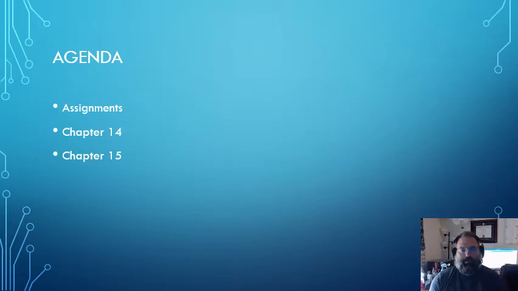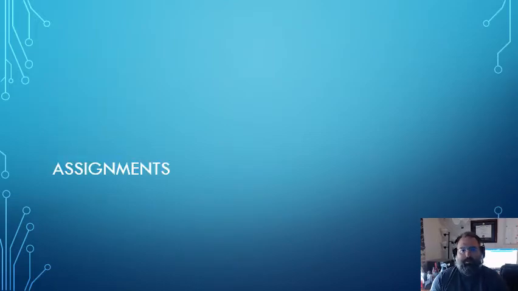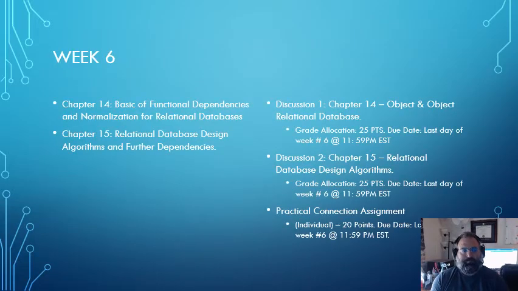Jumping right into our agenda. First, we'll go over the assignments for this week, and then we'll talk about chapter 14 and then chapter 15. First, the assignments. Week 6 centers on chapter 14, which deals with basic functional dependencies and normalization for relational databases. Chapter 15 deals with relational database design, algorithms, and further dependencies.